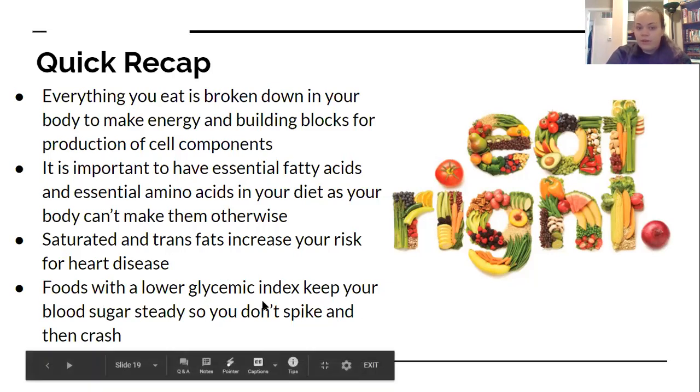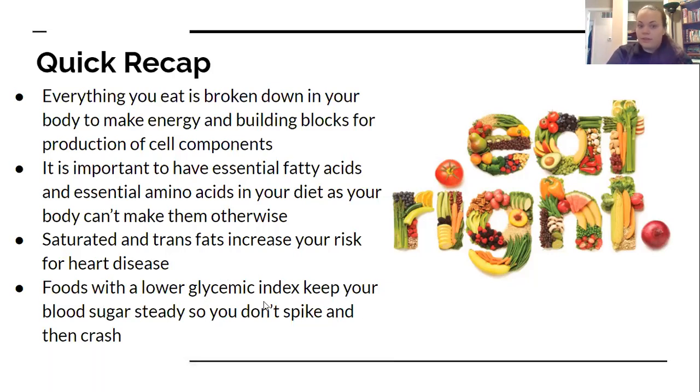And foods with a lower glycemic index will keep your blood sugar steady so that you don't spike and then crash.